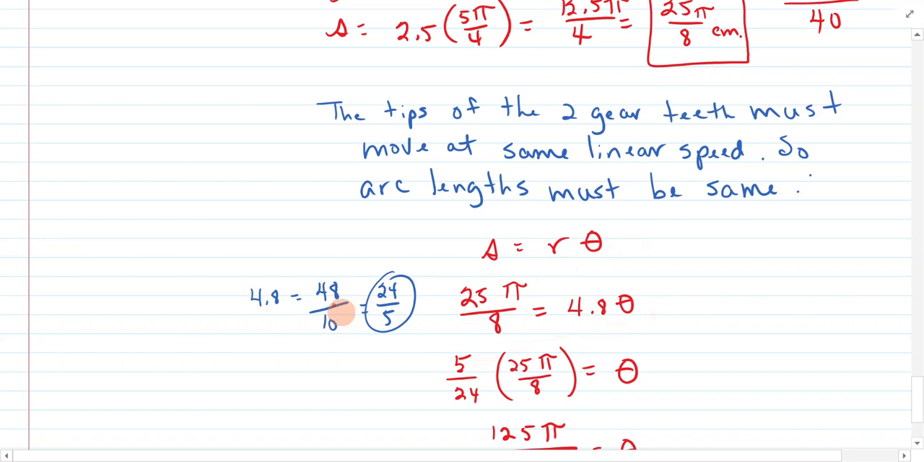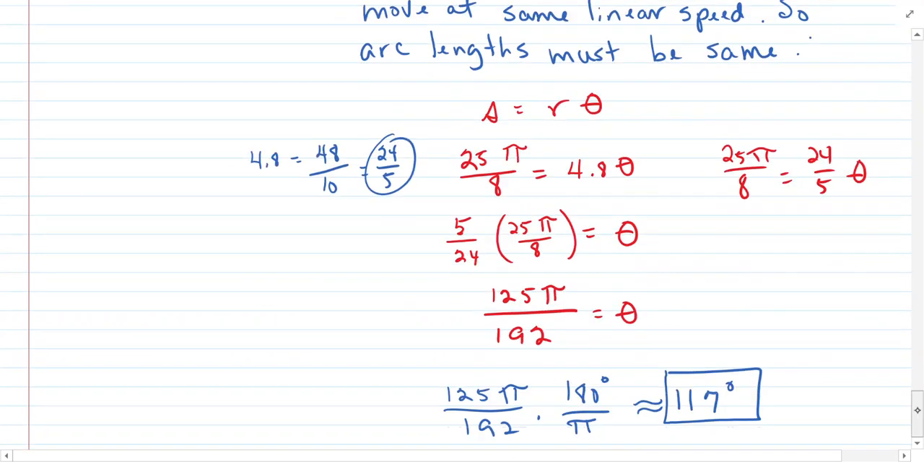4.8, you want to multiply by 10, so we have 48 over 10, which if I divide 2 into both of those, I get 24 over 5. So it's like I have 25 pi over 8 equals 24 over 5 theta. When you divide by 24 over 5, it's multiplying by the reciprocal. So that's what happened here. And then that gives you 125 pi over 192.